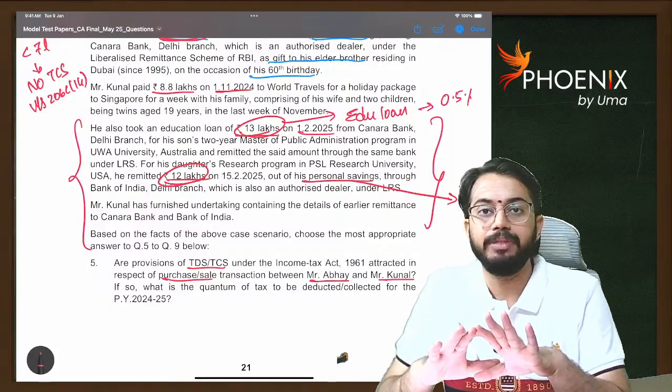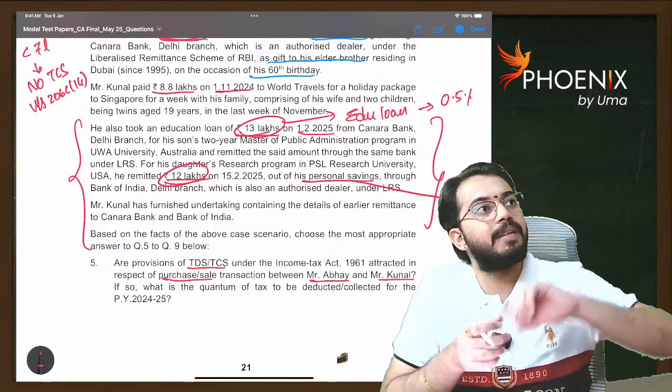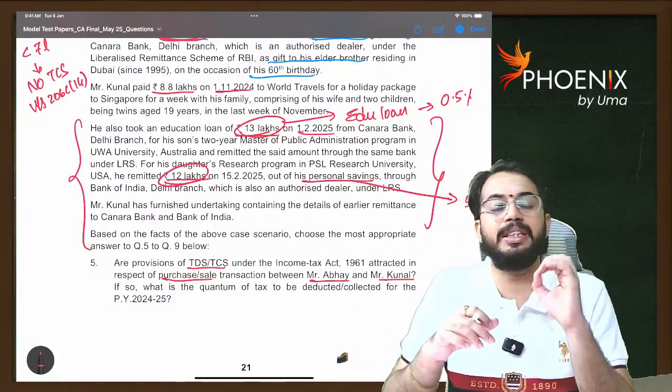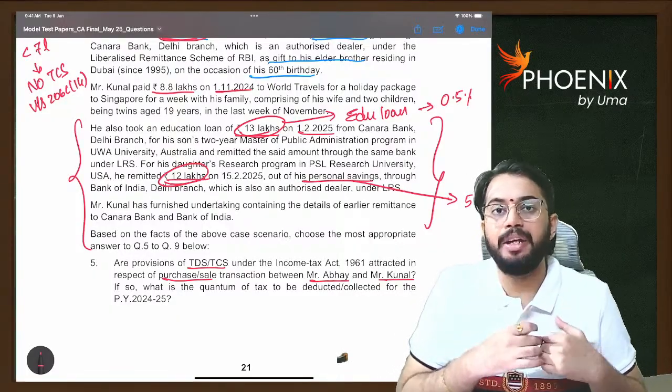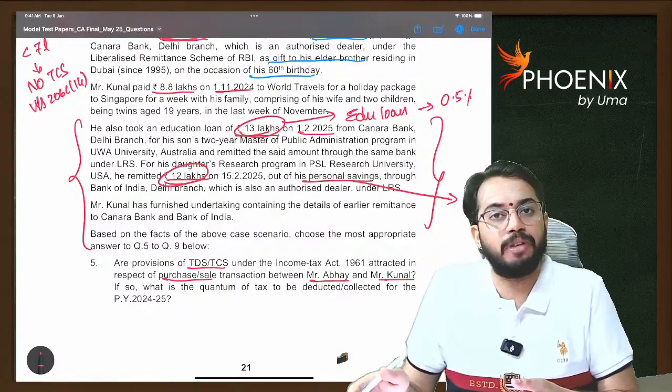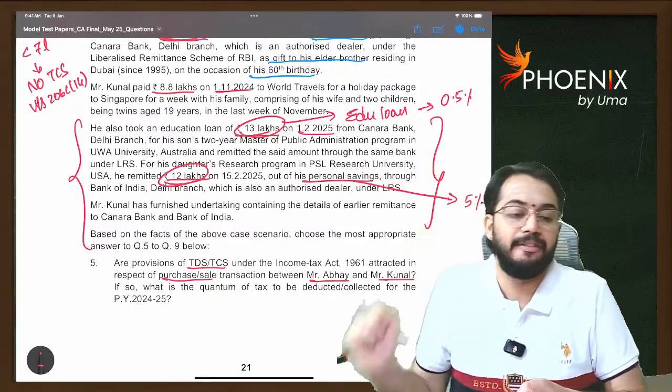Very simple. You took education loan, sent money outside India, rate of TCS 0.5%. Out of your own money, you sent money outside India for the purpose of education, rate of TCS is 5%.